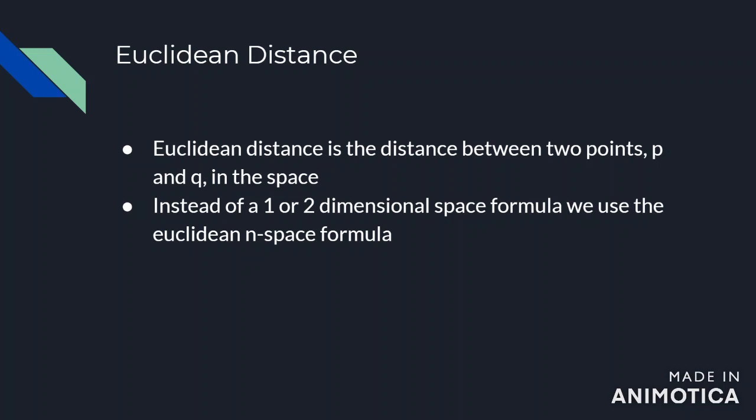Instead of using a 1 or 2 dimensional space formula, we had to use Euclidean distance, which is the distance between 2 points, P and Q, in the given space.